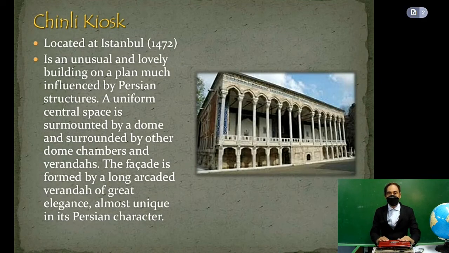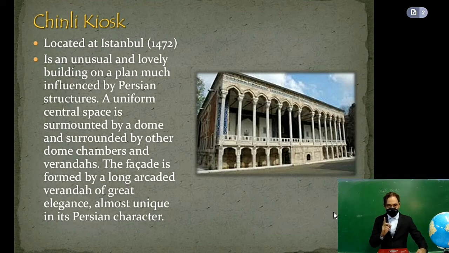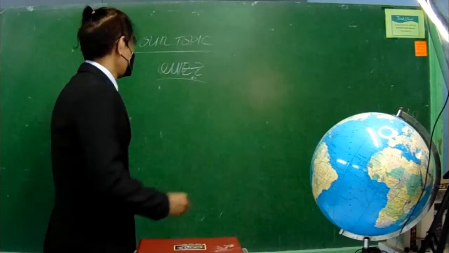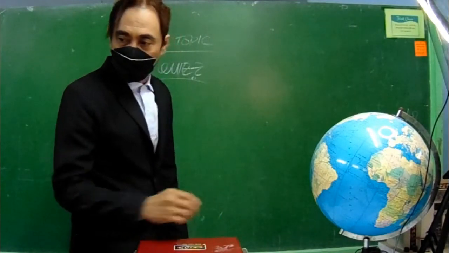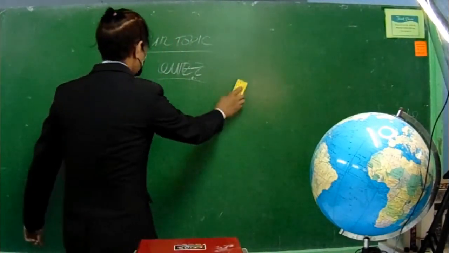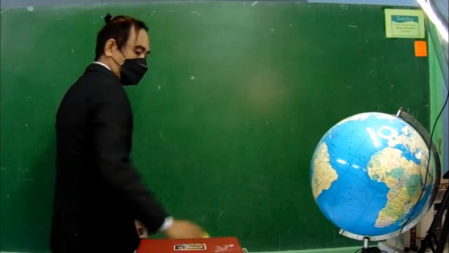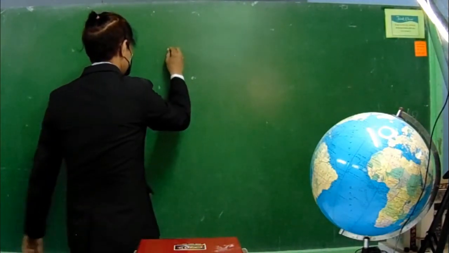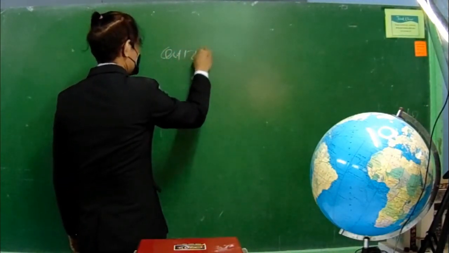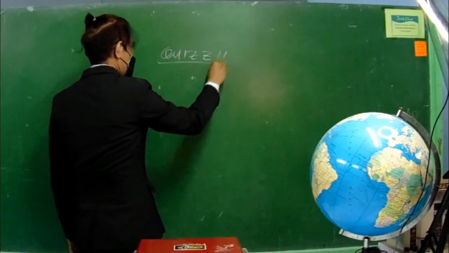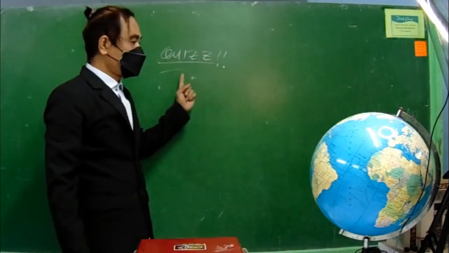The Chinili kiosk, located at Istanbul, 1472 AD, is an unusual and lovely building on a plan much influenced by Persian structures. A uniform central space is surmounted by a dome and surrounded by other dome chambers and verandas. The facade is formed by a long arcaded veranda of great elegance, almost unique in its Persian character.